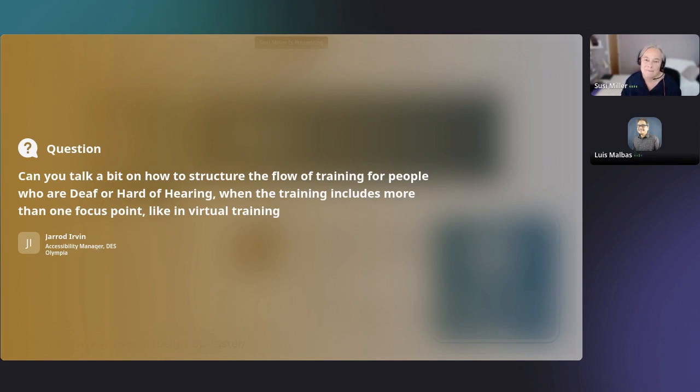That's great advice. Jared did follow up with: when you have deaf or hard of hearing participants that need to watch the captions or ASL, but facilitators are asking the class to reference another screen or document.